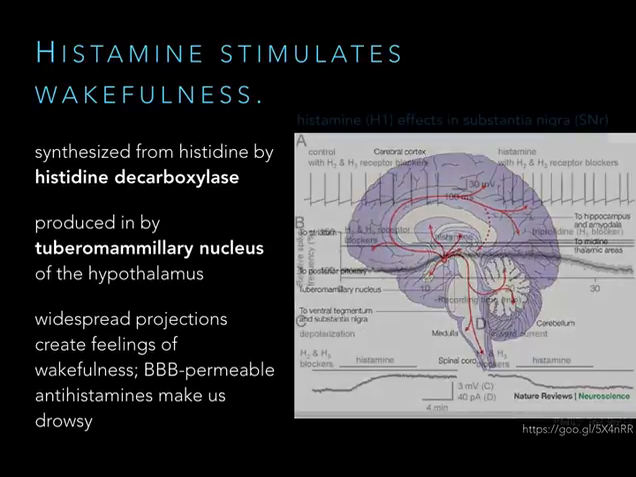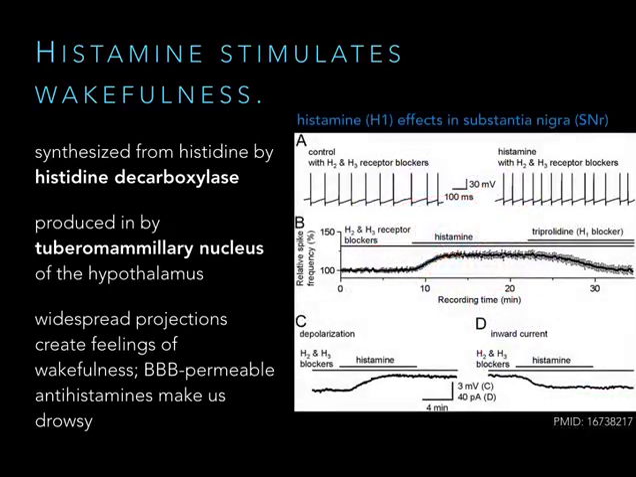The H1 histamine receptors clearly increase nerve cell activity. So when we apply histamine, we can see that there's an increase in the frequency of action potentials here. So in panel A on top, you can see control, where we don't have any histamine applied, just some receptor blockers. We've blocked the inhibitory receptors. Now when we apply histamine, the inhibitory receptors are blocked, so only H1 gets activated, and we get an increase in the firing rate.